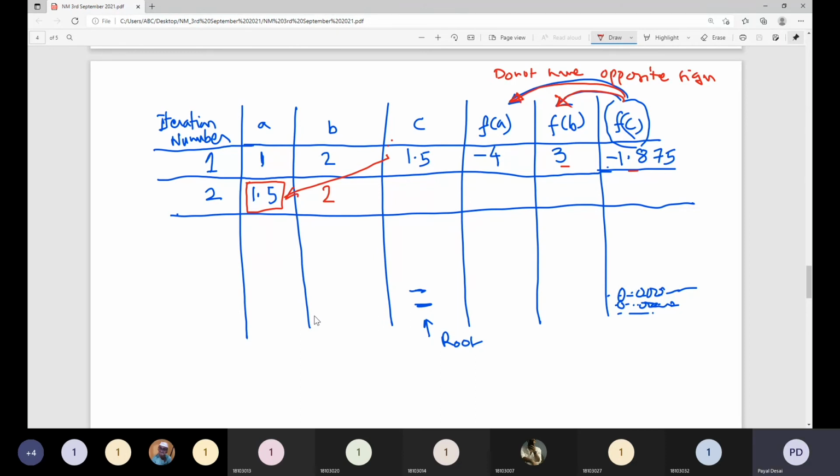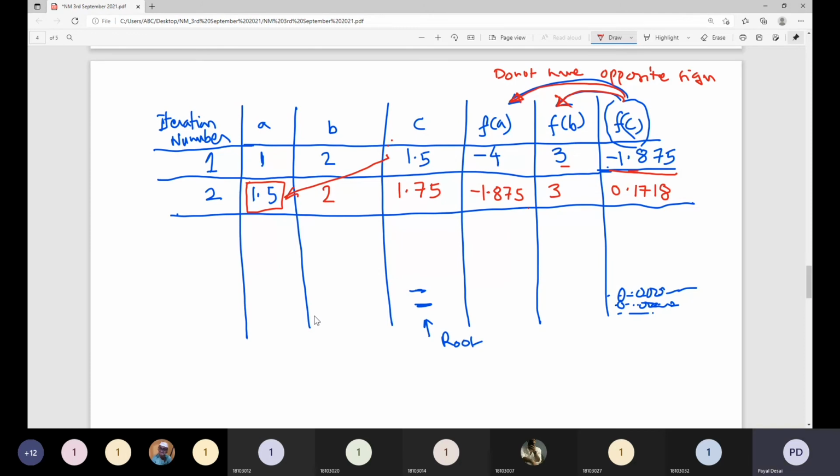I mean, the value of C is what? 1.5 plus 2 by 2. So that is 1.75, right? And evaluate the new value of FA using 1.5, the new value of FB using 2, and the new value of FC using 1.75. So all three values, all of you please calculate and give me the answer. We have already evaluated some, so that value will remain the same. Ma'am, 3 and 0.1718. Yeah, correct.